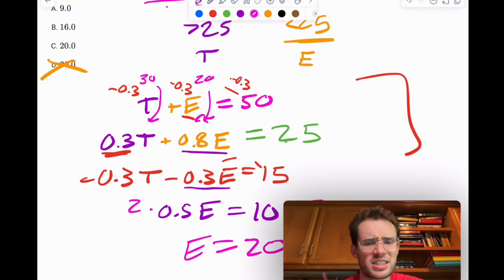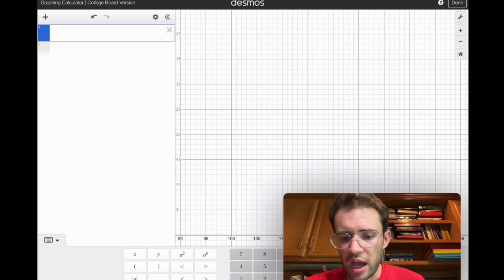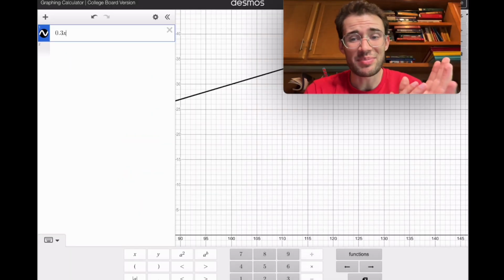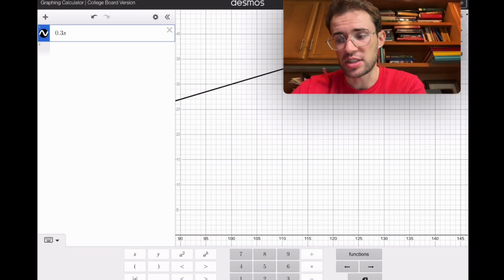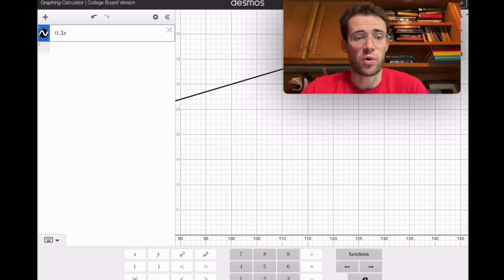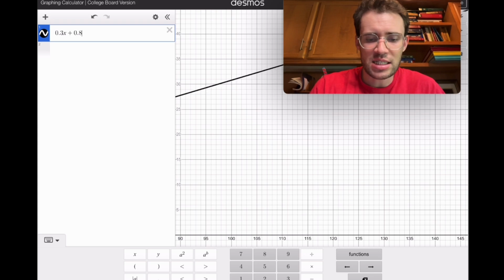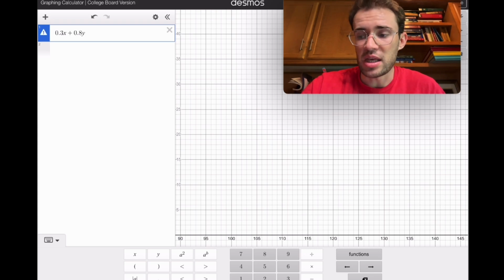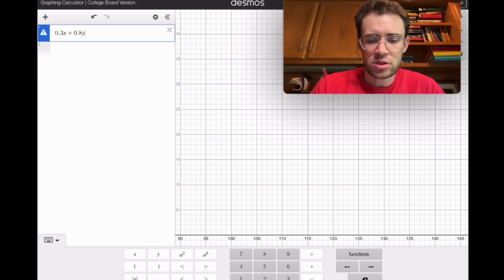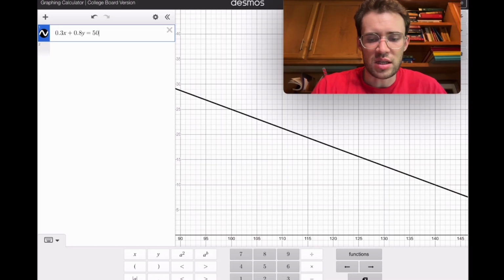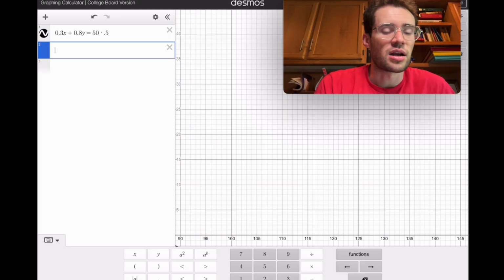Or, again, if you want to check it, what I think is probably faster is to just type your equations into Desmos. We have 0.3t, and I'm going to type the t as an x, but just make sure you keep track of t as x, right? You could also do that one as y, it doesn't really matter. Just make sure you keep track of what it is. Plus 0.8y, again, y is going to be my e value, and that's equal to, we could write 25, or you could do 50 times 0.5, or you don't need to simplify it on here.